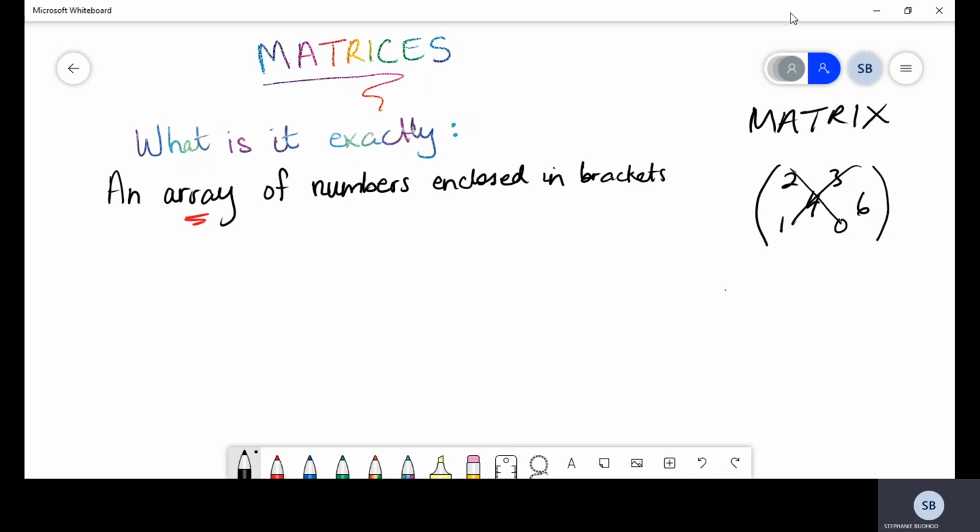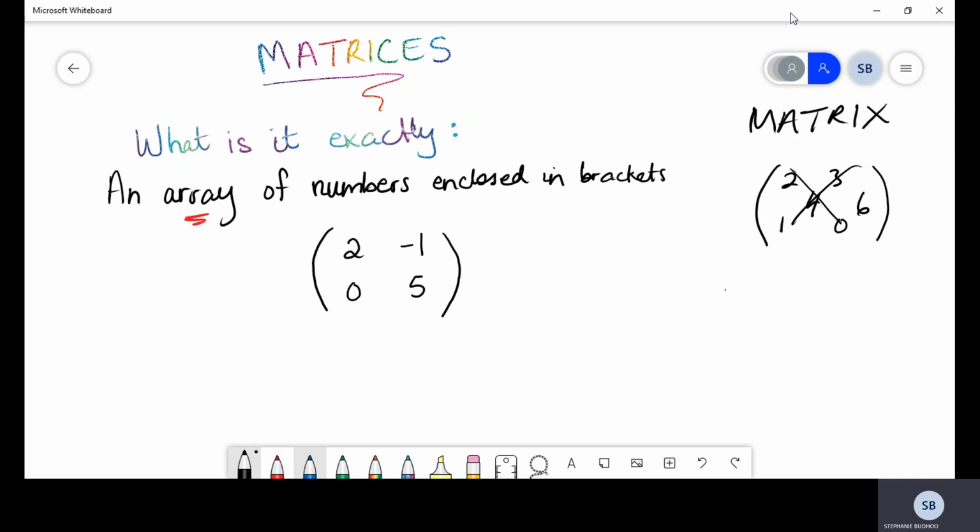An array of numbers looks more like this. So for example, say I can have 2. Let's throw in some negative numbers there. I can have 0 and I can have 5. So in total, we have 4 numbers enclosed in brackets. It's an array because it's aligned, but how are they aligned? Are there words to describe these alignments?